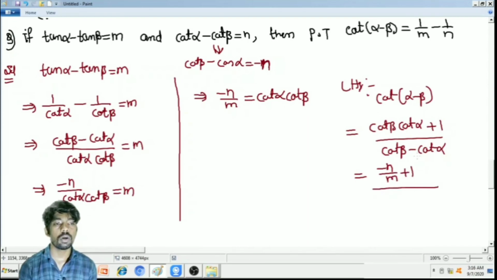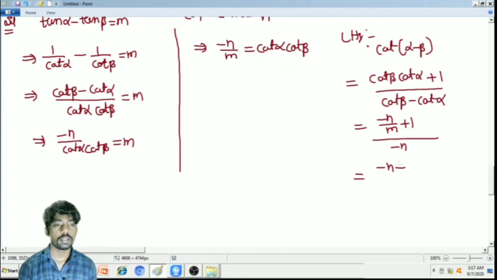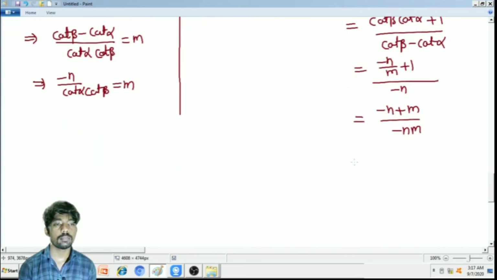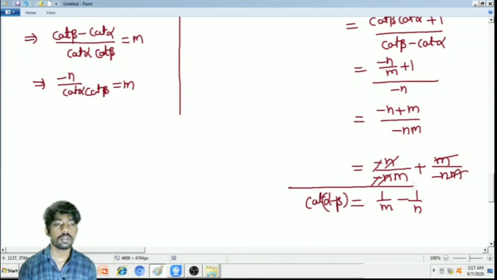Plus 1, divided by cot beta − cot alpha, whose value is −n, so −n. So just do the LCM in the numerator: (−n + m)/m, divided by −n. So separate the terms, that's all. You will get the answer: −n/(−nm) + m/(−nm). The n cancels, minus and minus cancel, hence m cancels, giving 1/m − 1/n. Hence cot(alpha − beta) is equal to this solution. That's all. This is the solution we need to prove.